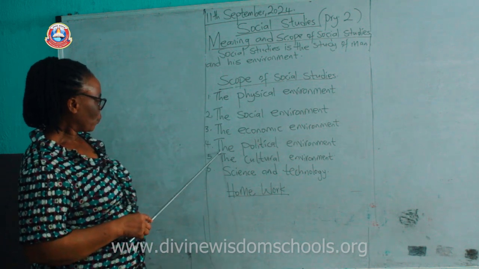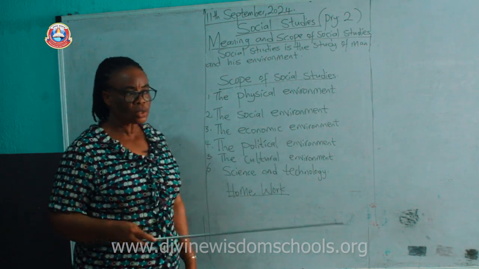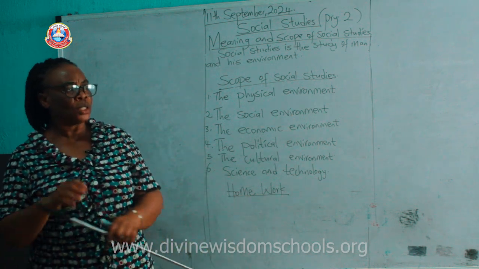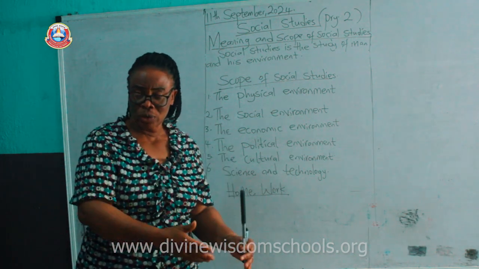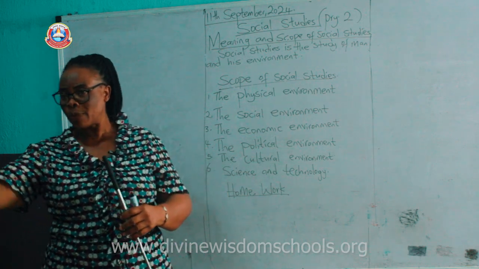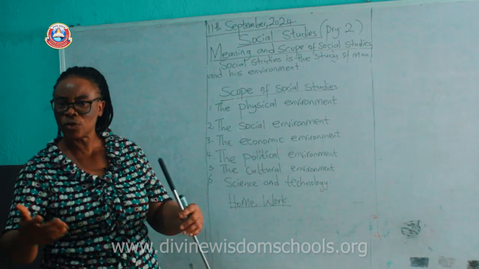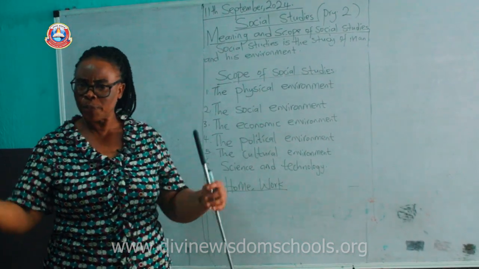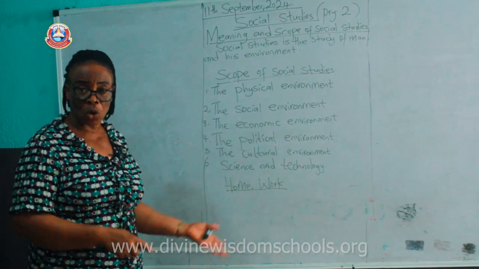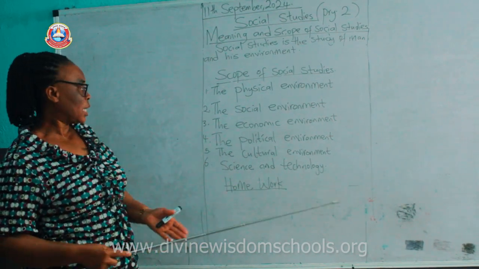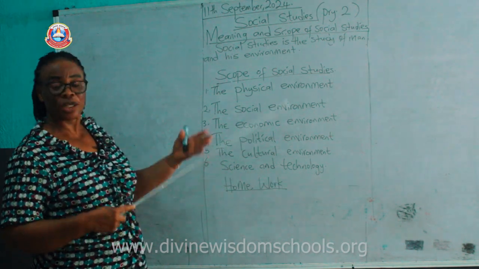Then, number 4, social studies affect the political environment. Political environment has to do with different groups of people that are leaders. Different groups of people that lead other people in the society with laws and regulations to govern or to control the behaviors of other people so that we can live together peacefully in the society, okay, by obeying laws and regulations that are set up by our leaders, either political leaders or traditional leaders.